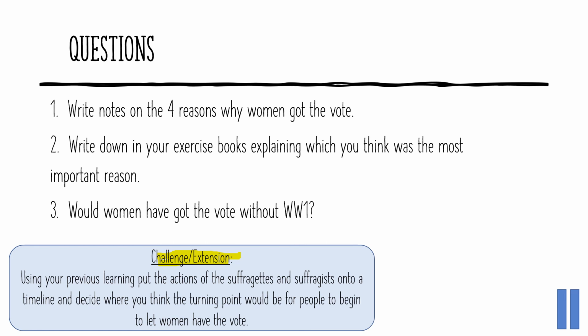So using your previous learning on suffragettes and suffragists and women, can you put the actions that they had onto a timeline? The key dates and the key things that happened, in a timeline in your book, and then explain in a couple of sentences where you think the turning point would be for people to begin to let women have the vote. So pause the video and have a go at those tasks now.